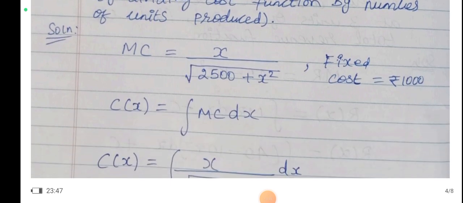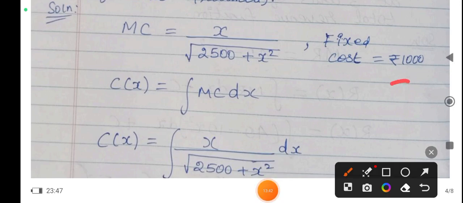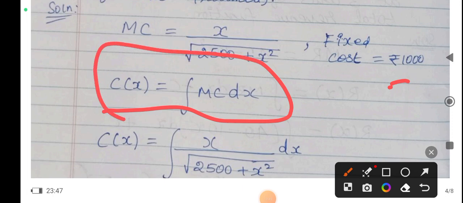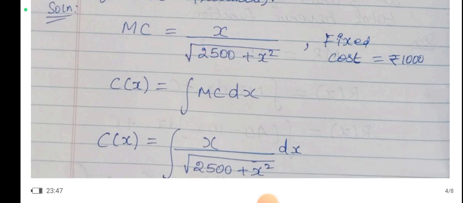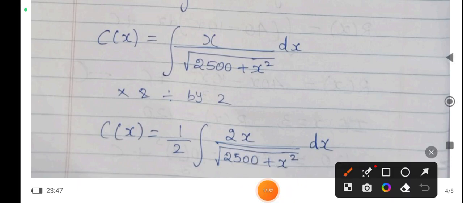So MC is x by root over 2500 plus x square. Fixed cost is 1000, they said. So as we said, the cost function C of x is integral MC dx, because they have given you marginal cost and they are asking you cost. So substitute. Once we substitute, C of x equals integral of x by root over 2500 plus x square. As usual, we can take t as 2500 plus x square. You can use the substitution method and you'll get it.